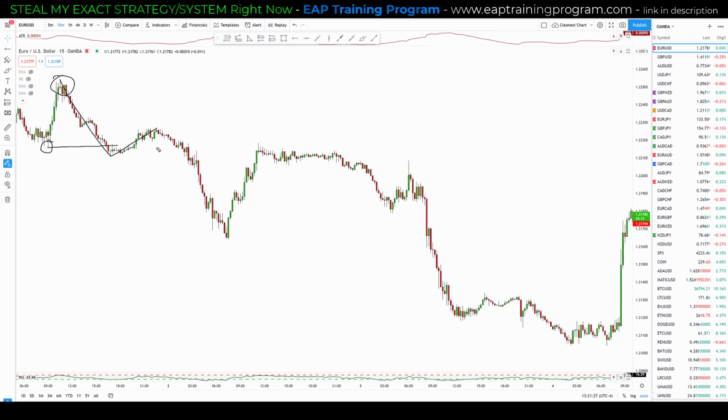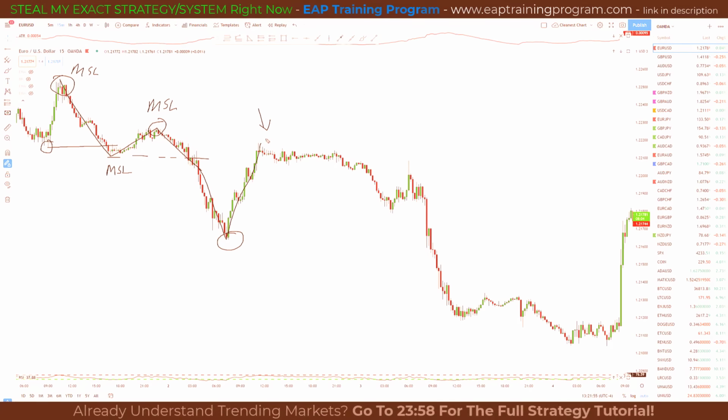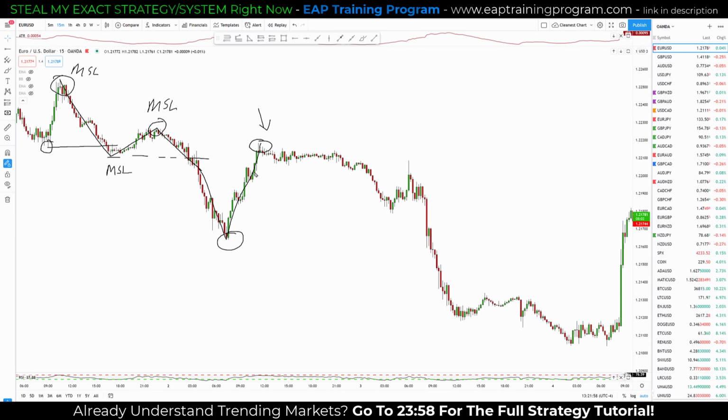Then we get a pullback, and we don't know that this is the top of the pullback until what? Until we actually break through this support level. Once we do, we can now count this as a major swing level as well. This is another major swing level, and we know that now this is a major swing level. Once we break through that, we continue pushing down, and here would be our next major swing level, where this heavy pullback starts. Now, what our next swing level would be is the top of that pullback, which is right here.